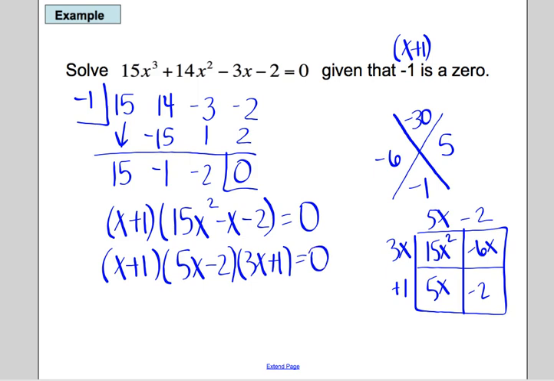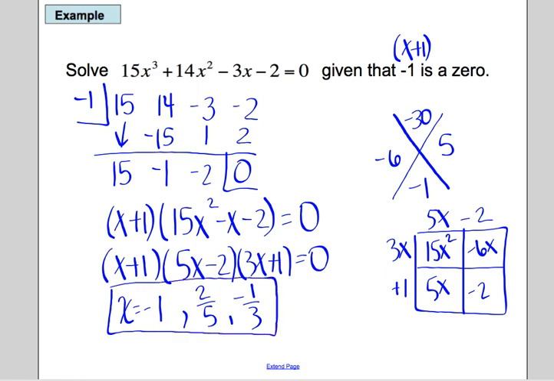If we now solve these equations, we get negative 1, positive 2/5, and negative 1/3. And those are our 3 solutions. If you're wondering, for example, where the 2/5 came from, we just used the zero product property and added 2 and divided by 5. Same idea with the 3x plus 1. I subtracted 1 and divided by 3.